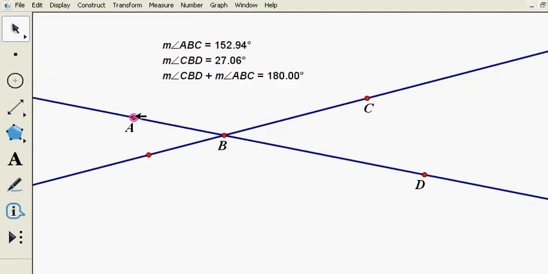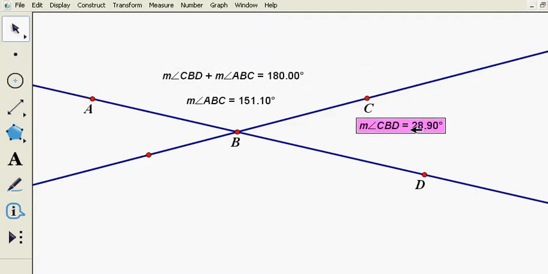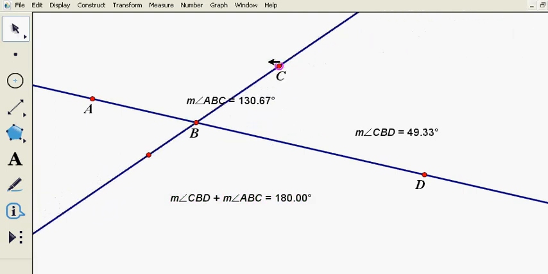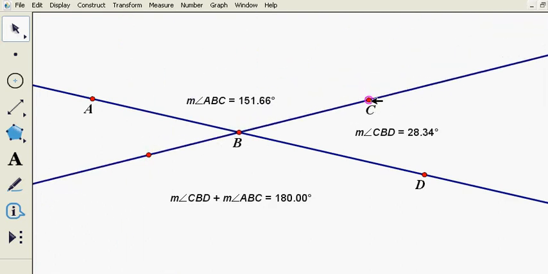And that's because I've got a line from A to B to D, and a straight line always has an angle of 180 degrees. So these two angles, angle ABC and angle CBD, together have to add up for a total of 180 degrees. And if I play around with my angles, I can make this angle quite small. I can make it an acute angle of 66, but then this is going to have an obtuse angle of 113.